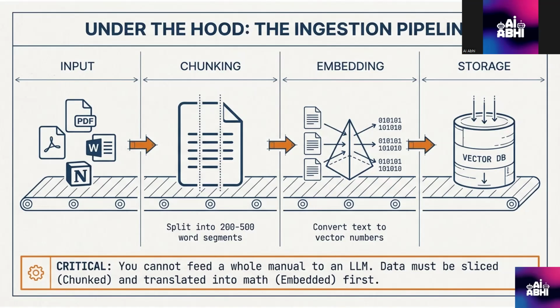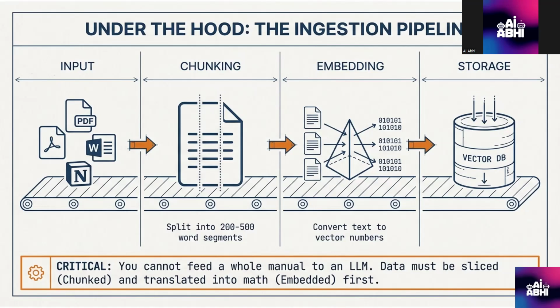First, you take your documents, PDFs, Word docs, web pages, Notion pages, whatever you have, and you break them into small pieces. This is called chunking. You can't feed a 200-page document to an LLM all at once, so you need to split it into paragraphs or sections, maybe 200 or 500 words each.